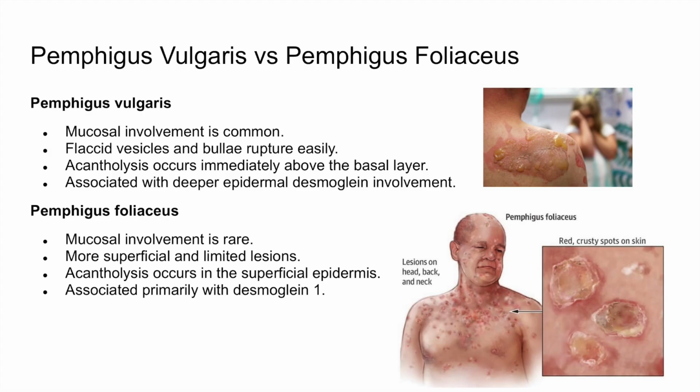All right, so the difference between pemphigus vulgaris and foliaceus reflects the desmoglein targeted and the depth of the epidermal split. So pemphigus vulgaris primarily targets desmoglein 3 and may also target desmoglein 1, producing suprabasal acantholysis, flaccid bullae, and frequent mucosal involvement. Pemphigus foliaceus primarily targets desmoglein 1, creating a very superficial split near the stratum granulosum.